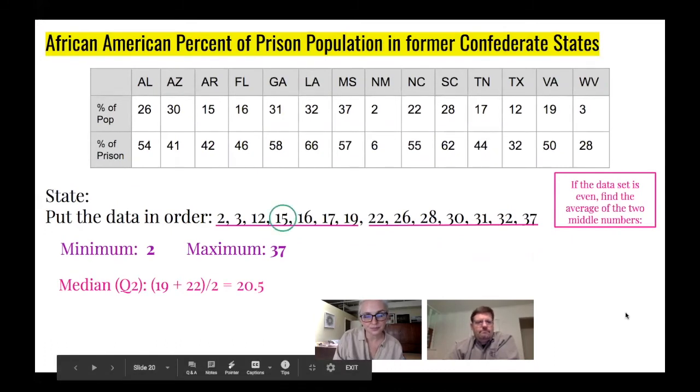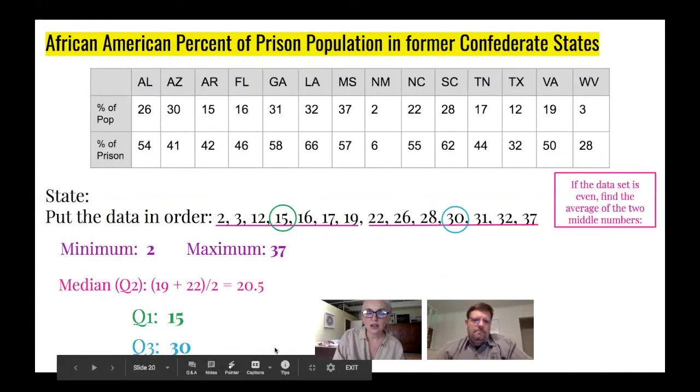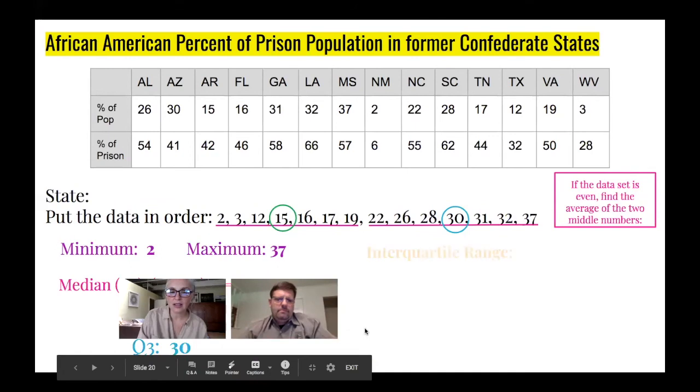Then we take the middle number for the first half of the data, which we're going to call Q1, and the middle number for the second half of the data, which we're going to call Q3. And then from here, we're going to find the interquartile range, which we'll call IQR in this class. The IQR is found by just subtracting Q3 minus Q1, which is 30 minus 15 in this case.